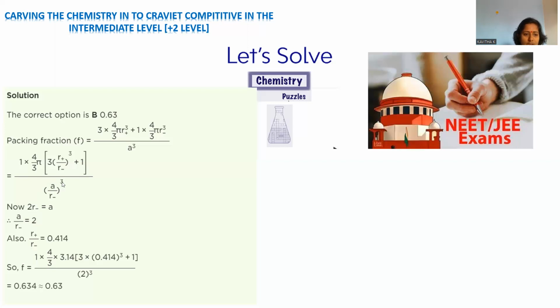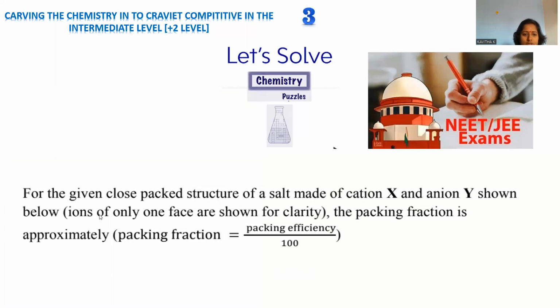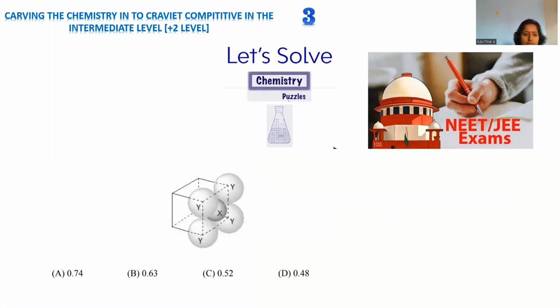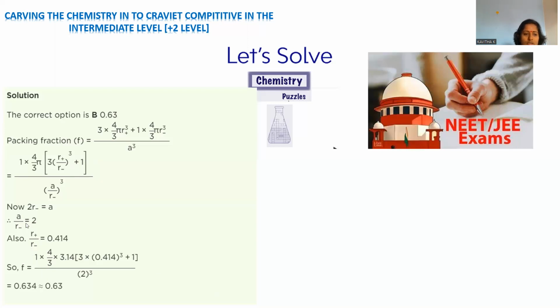So a by r minus cube value is there with you. Since a by r minus is equal to 2, we just substitute it over here. And another known term is r plus by r minus, which is equal to 0.414. Okay, that is also a known value. R denotes the radius. That value is not provided within the problem, but it is also a known term. These are constant values. A by r minus, and r plus and r minus are known terms to you. This ratio and this ratio are provided, so that we can substitute all known terms over here.